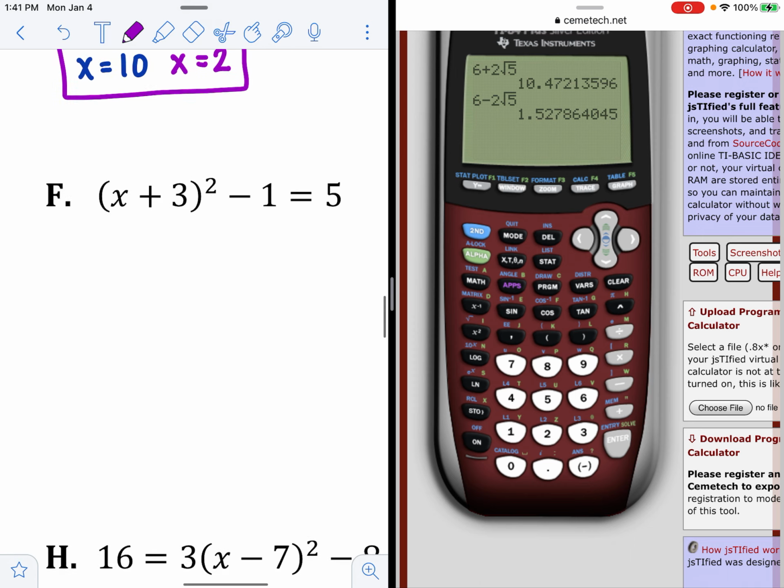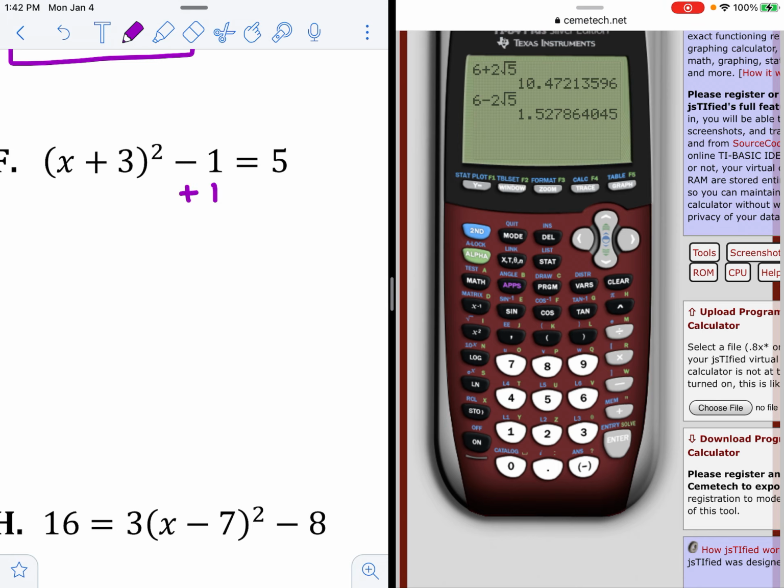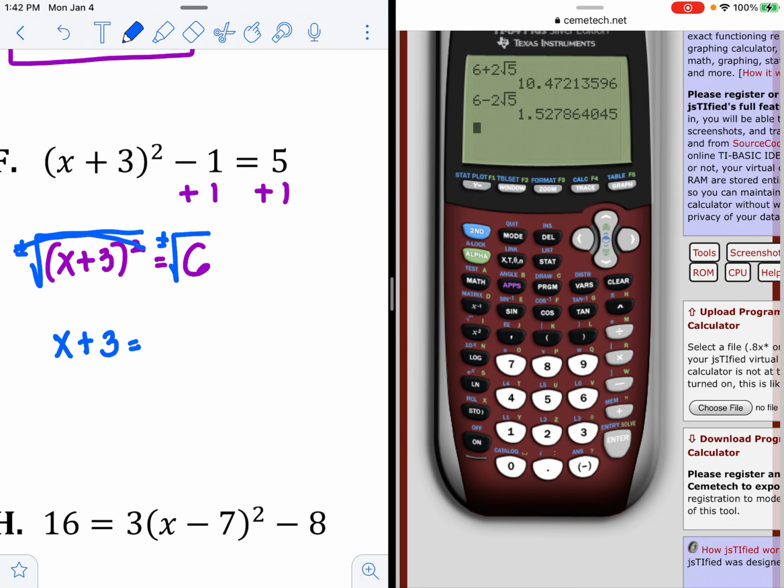All right, let's try another one here. Can I square root right now? No, because there's that minus 1 on the end. So first thing I'm going to do is add 1 to both sides. I have x plus 3 quantity squared is equal to 6. Now I can square root to solve. So I'm going to square root plus or minus. The square root cancels out the square. I have x plus 3 equals plus or minus the square root of 6.